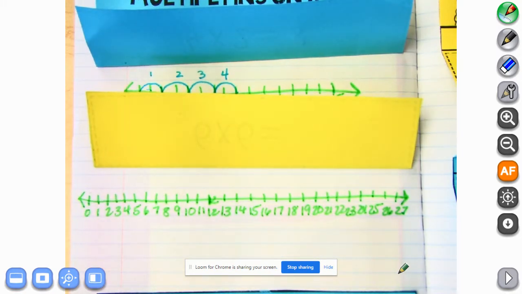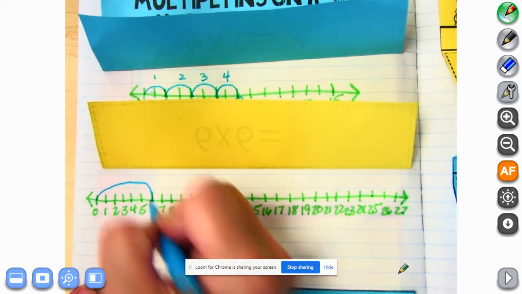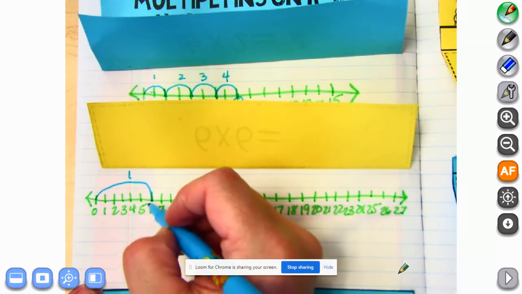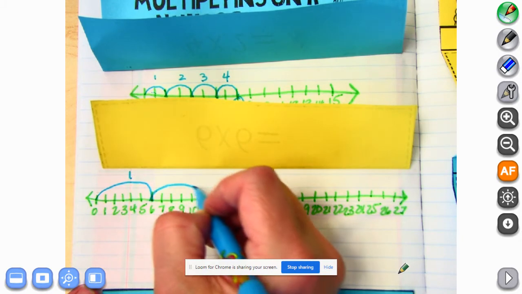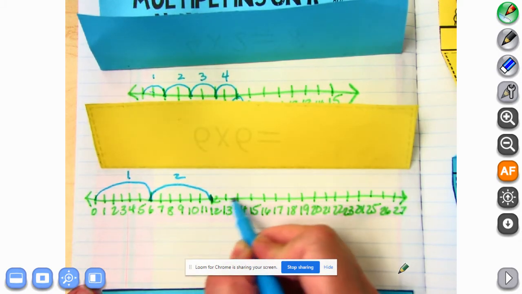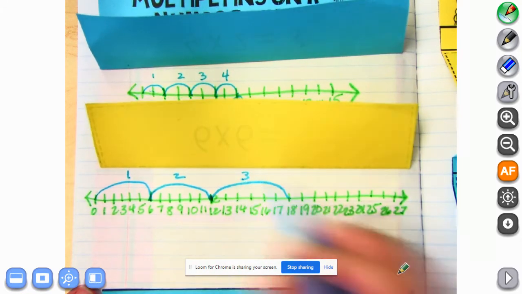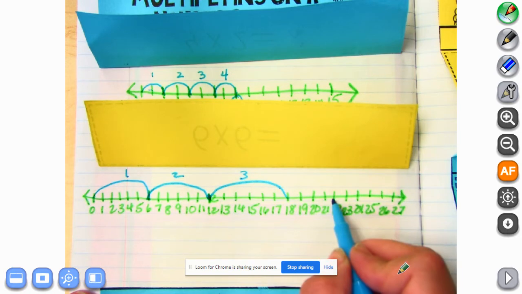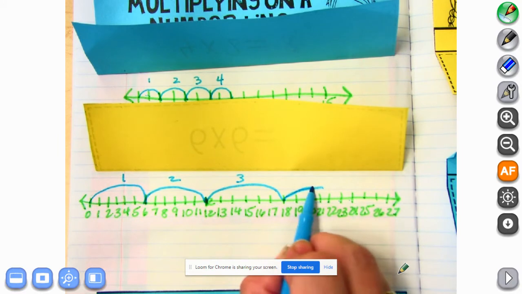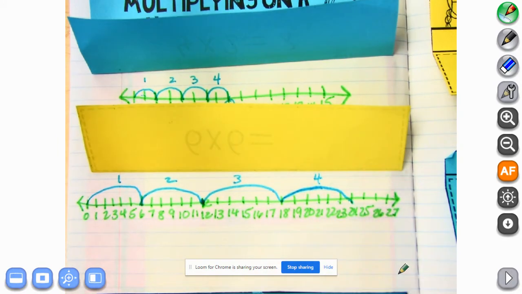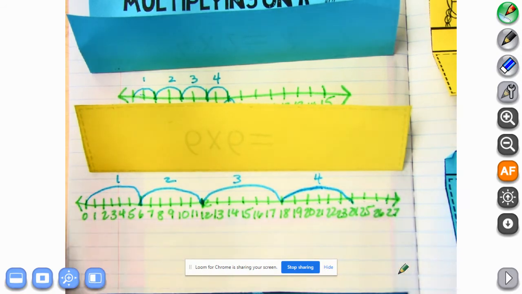All right, so we're going to do jumps of 6. So from 0 to 6 is one jump. Then we're going to go 1, 2, 3, 4, 5, 6. That's our second jump. 1, 2, 3, 4, 5, 6. That's 3. 1, 2, 3, 4, 5, 6. That's the fourth jump. We need 6 more. Okay. 1, 2, 3. Oh, we've run out of room.